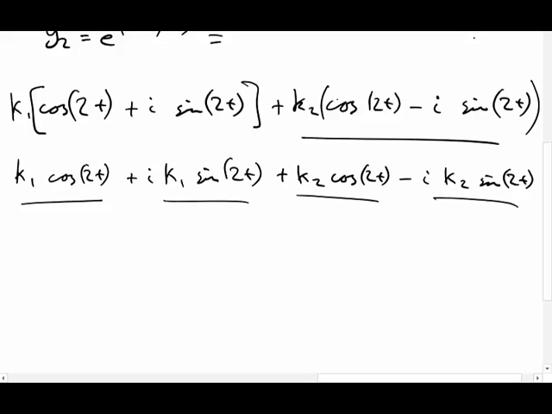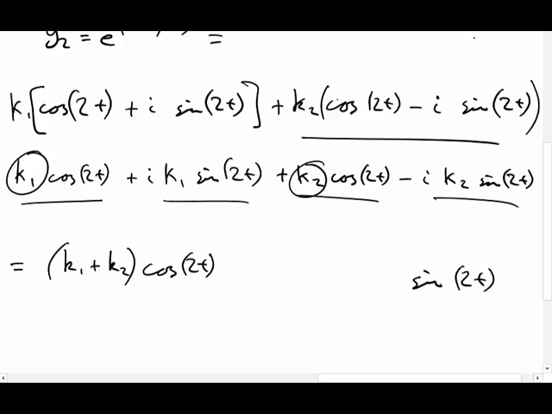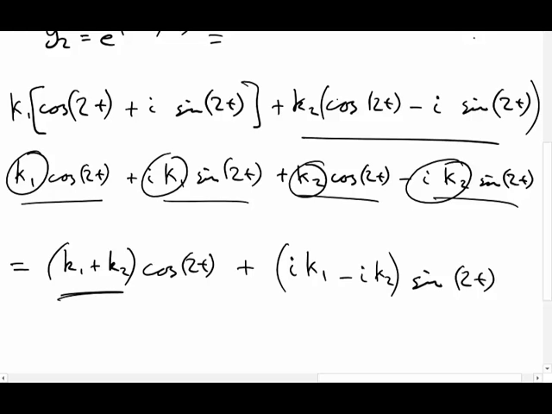So effectively what I'm going to be left with is we're just going to take out a cos 2t, and I'm going to end up with a sine 2t over here. So I'm just going to take out a k1 and a k2. So that's the same as k1 plus k2 times cos 2t, plus then what about the sine? So I've got i k1 minus i k2.